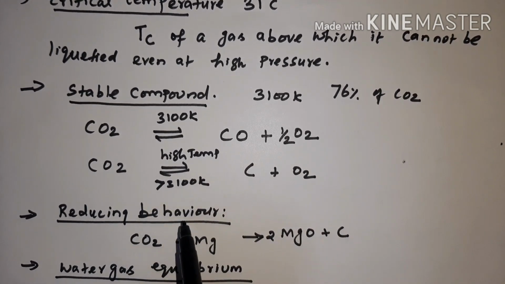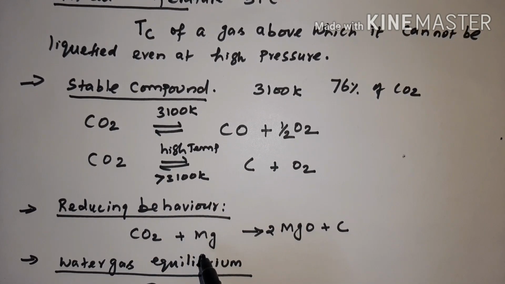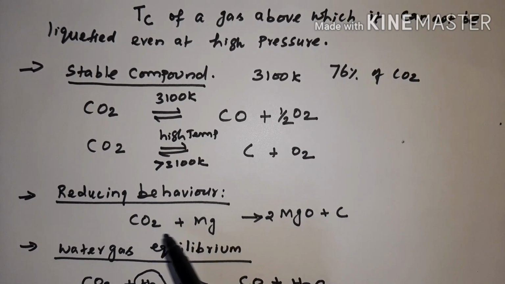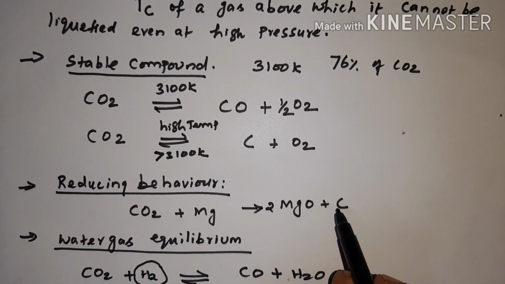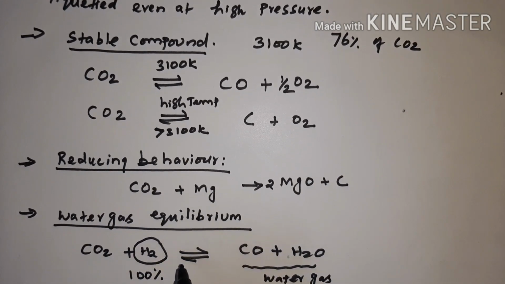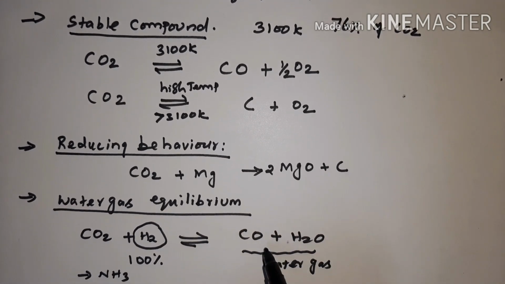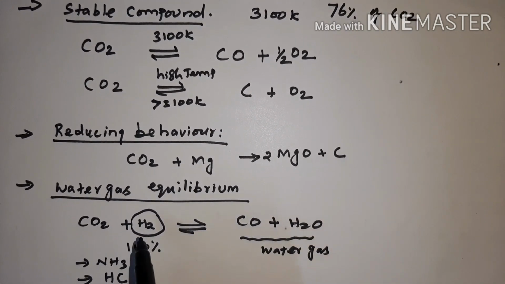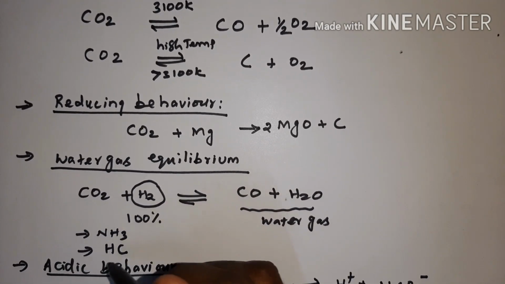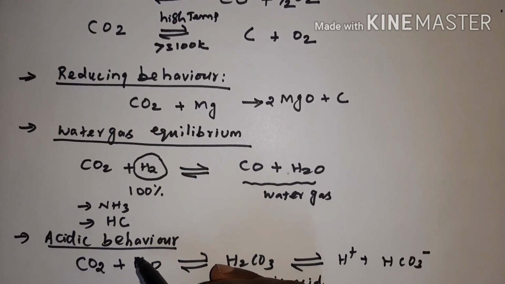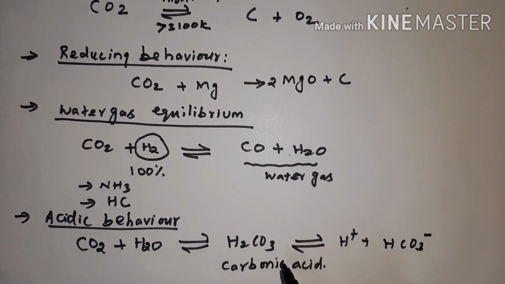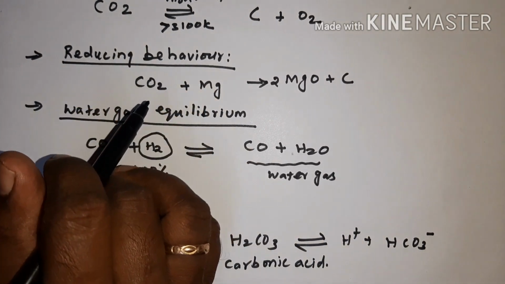Then reducing character. A metal like magnesium will reduce carbon dioxide into magnesium oxide plus carbon. Then water gas equilibrium: carbon dioxide plus hydrogen makes an equilibrium with water gas, that is carbon monoxide and water. Since this hydrogen is pure hydrogen, we use it for industrial applications. Then acidic behavior: it dissolves in water and produces carbonic acid. Right? Hope you understood the properties of carbon dioxide.